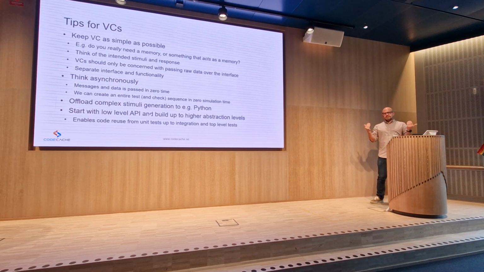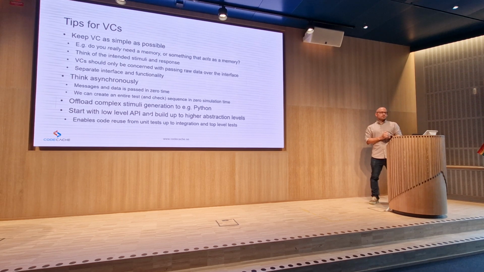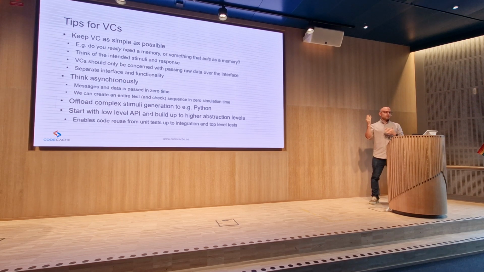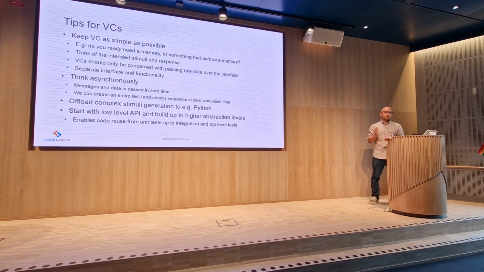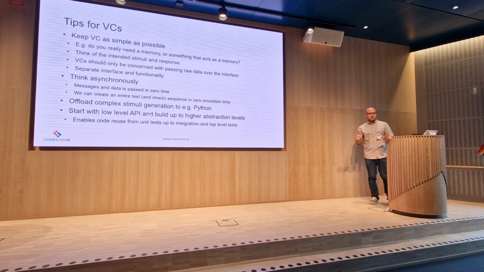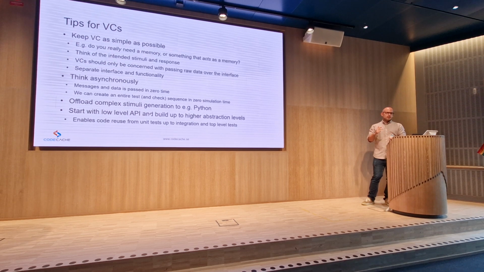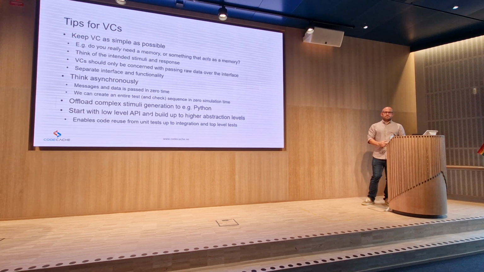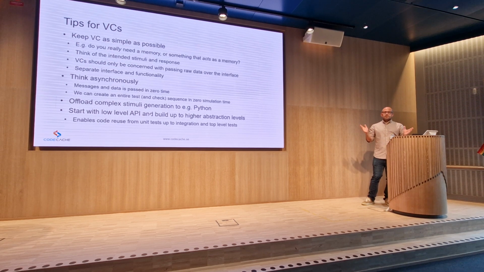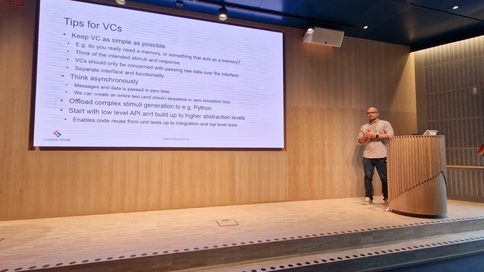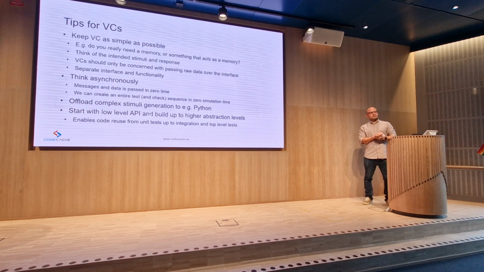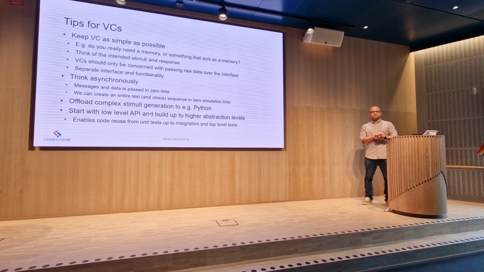And the base level VC should really only be concerned with passing raw data over the interface. So for example, this SPI slave, which I have shown, is only concerned with sending and receiving SPI transactions and nothing else. It tells the received data and if the channel was closed or not. Separate the interface and the functionality. That makes our lives a whole lot easier.